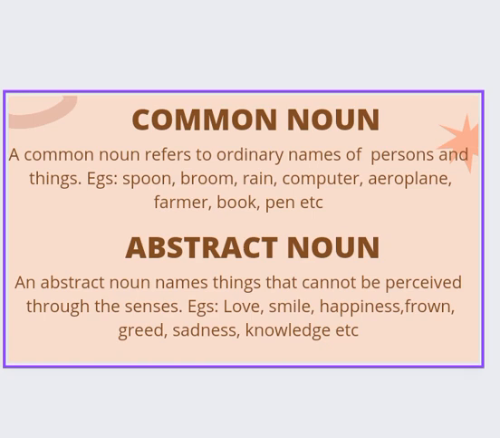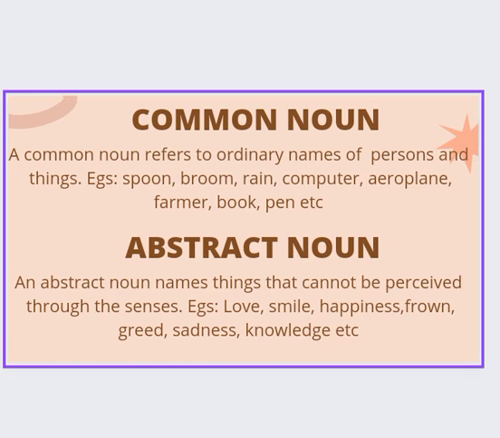Excellent. Now, another type of noun is the abstract noun. An abstract noun names things that cannot be perceived through the senses. Let me take it again. An abstract noun names things that cannot be perceived through the senses. So these are the intangible things that we cannot feel. We cannot perceive them through the senses.